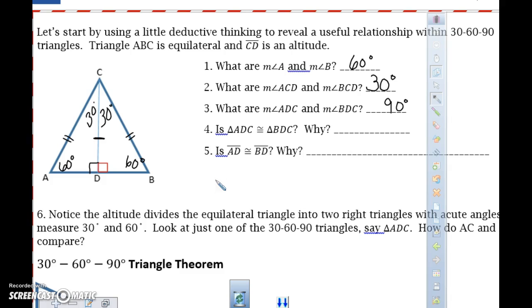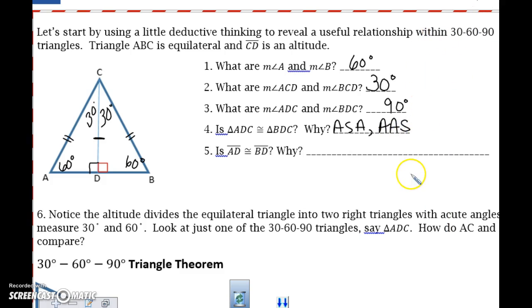Angle, side, angle. Okay. Angle, side, angle would work. Do you see any more? Angle, side. Okay. And because this is a 90-degree triangle, we could also do hypotenuse leg. Okay. So any of those would work.